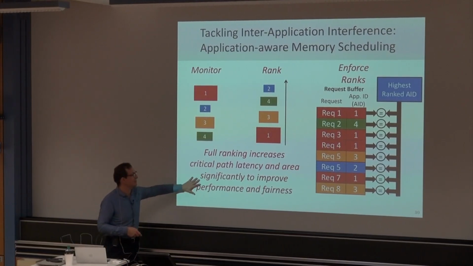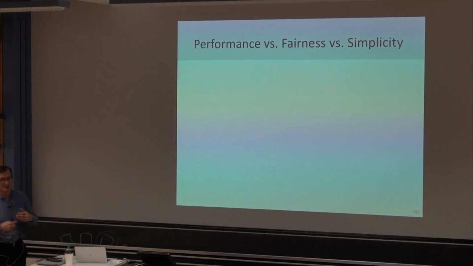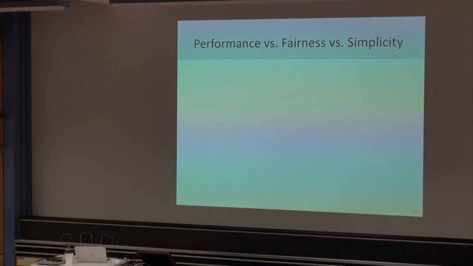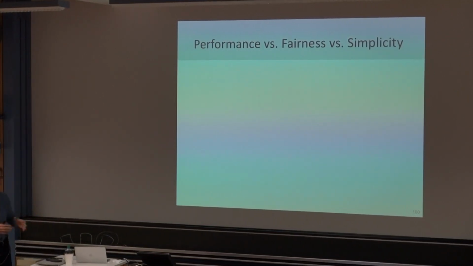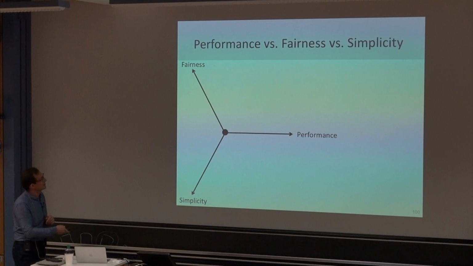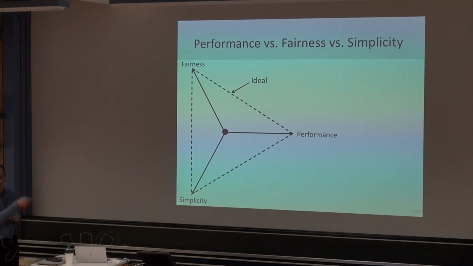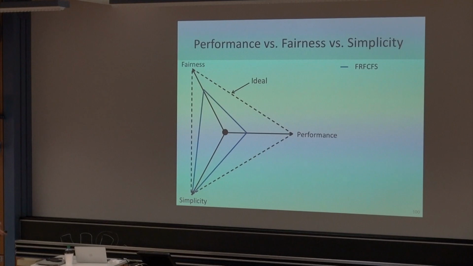So the key question is, can we get the performance and fairness improvements without having this full ranking? We're going to add another metric into the equation. Not just performance and fairness, but also simplicity. And things are going to get more complex going into the future, like if you add energy, how does that go into memory scheduling? So let's take a look at these three different axes. Ideally, you would like to maximize them, and a good scheduler actually maximizes them. FR-FCFS is somewhere in between, assuming some scale for these axes. And that's application unaware. It's very simple, but low performance and fairness.